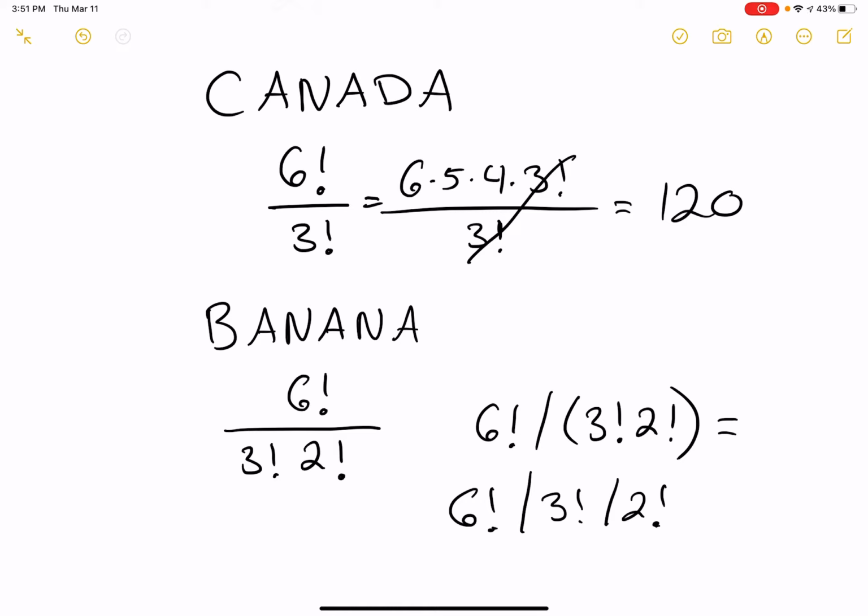Okay? So that's gonna be 6 times 5 times 4 times 3 factorial over 3 factorial times 2, which is gonna be 60.